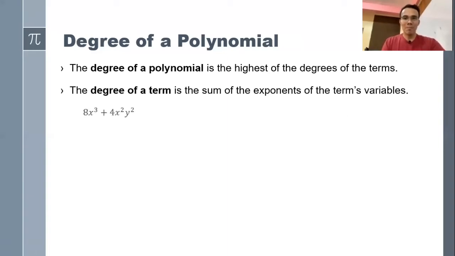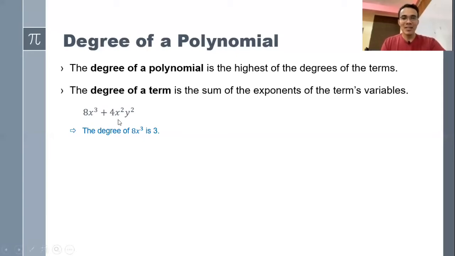For example, if we want to find the degree of 8x cubed plus 4x squared y squared, we have to identify first the degree of each term. The degree of the term 8x cubed is 3. Since there's only one variable, then the exponent of that variable will serve as the degree of the term.